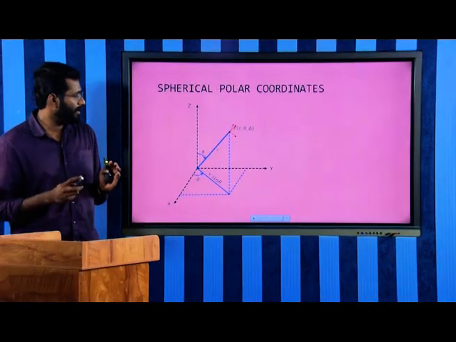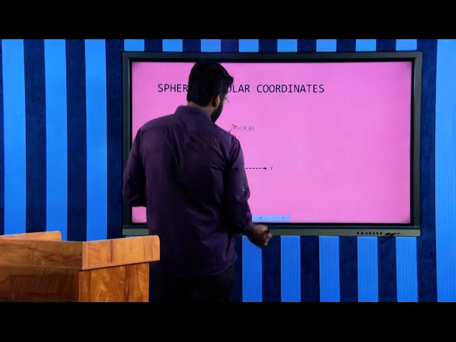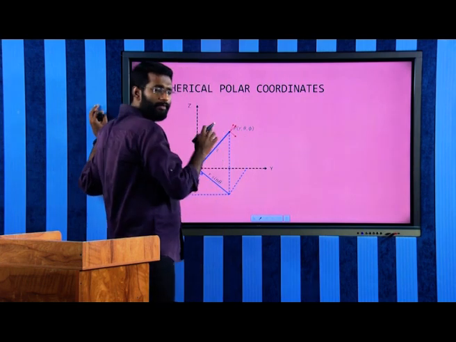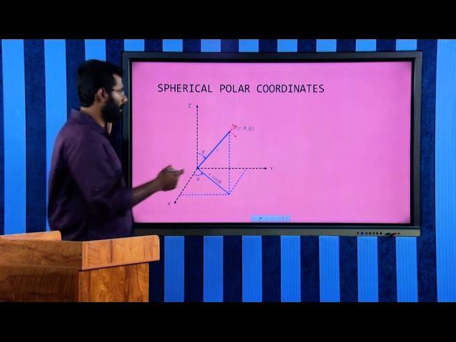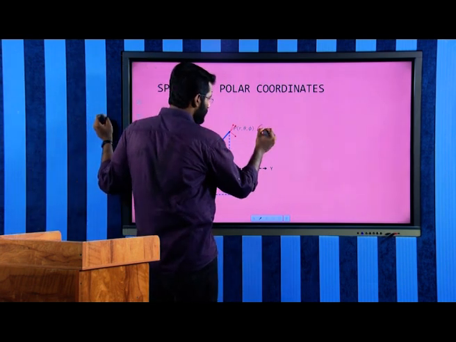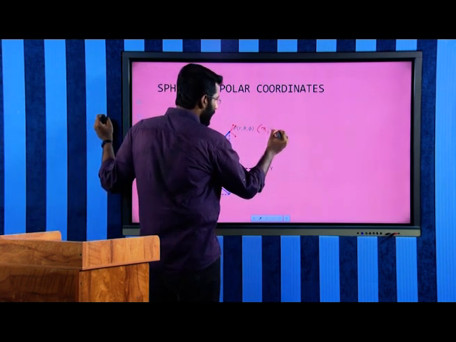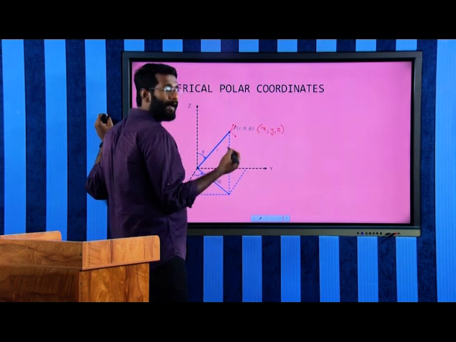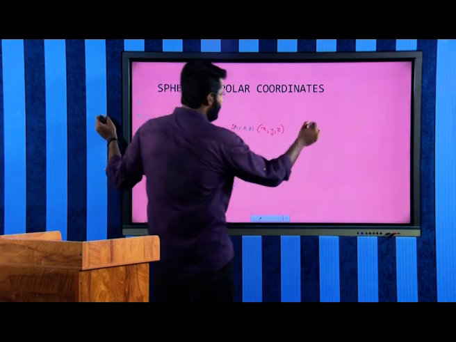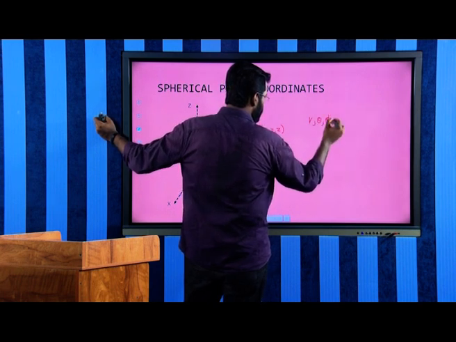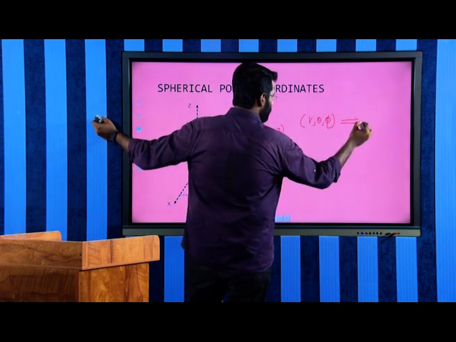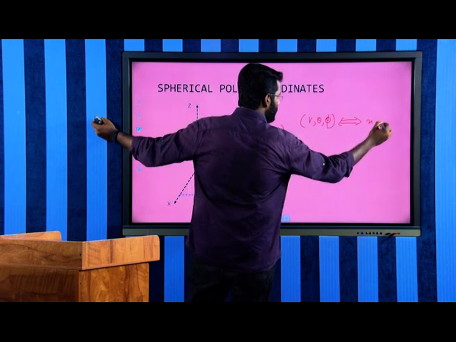Now we need to interconvert between coordinates. This point P will have another set of coordinates in Cartesian. So in Cartesian, let me represent its coordinates as x, y and z. Now what are these values in terms of r, theta, phi? We can convert between r, theta, phi and x, y, z.